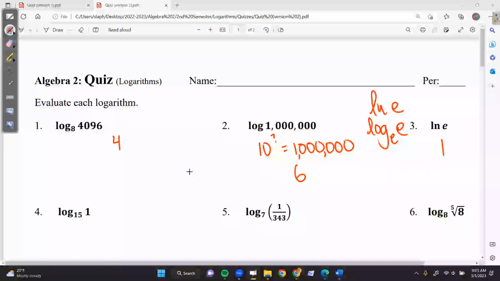The next one is another one that's just in our notes, that if we have a log, it doesn't matter what the base is. I could have put log base 426. It doesn't matter. If the argument of a log is 1, the only way to make that happen is to use an exponent of 0.